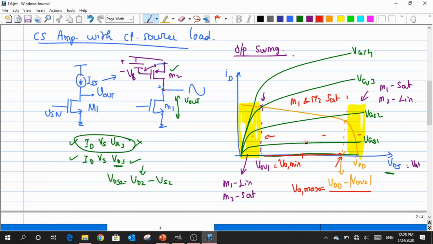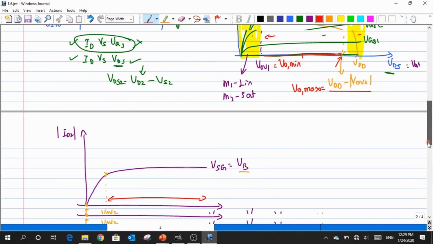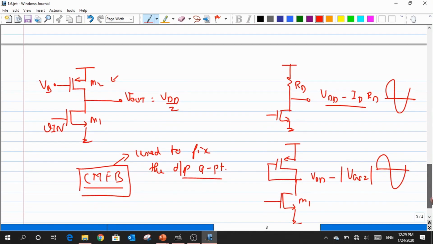But which particular point where I have to fix my Q point is the major question. Okay. So we always want the Q point to be somewhere in the middle of these two segments. That particular point has to be fixed by an extra circuitry which is called common mode feedback. Is that clear? Yeah. So now, let us assume that I have fixed my Q point. Okay, the bias value is fixed.